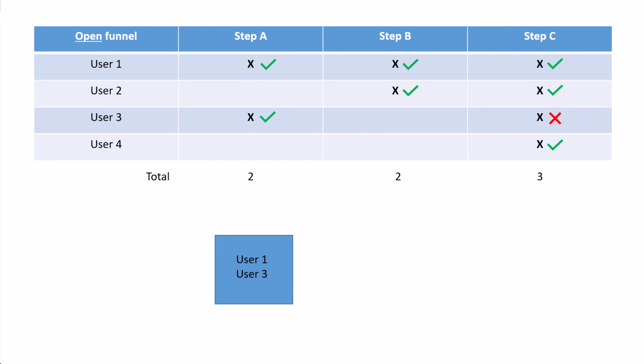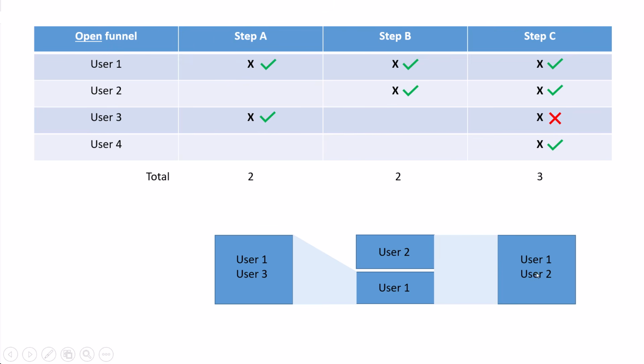We have 2 users here, then 1 user advances to the second step, but a second user is added right here. So that user entered the funnel here. Then those 2 users advanced to the third step, and then a 4th user has entered the funnel in this step. So in total, we have 2, 2, and 3.